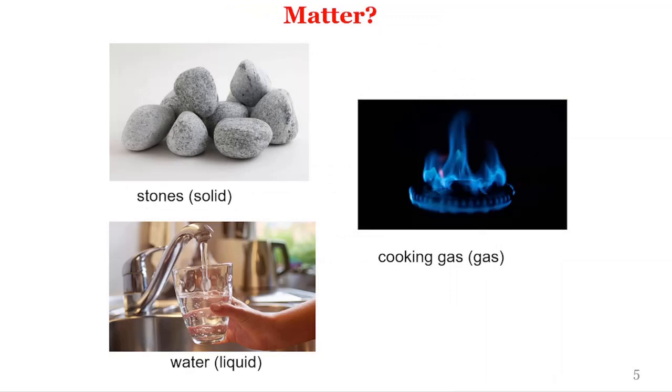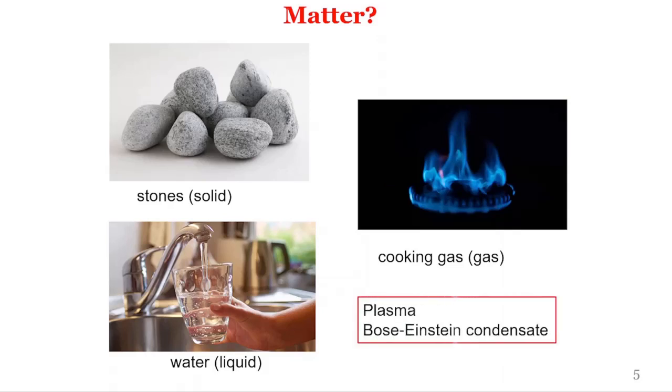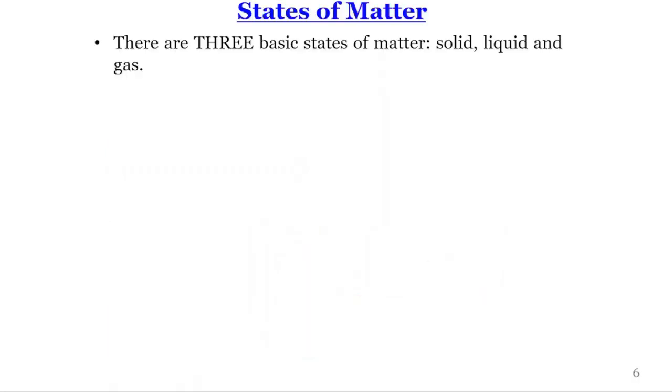Now, matter is encountered as solid, as in the case of stones, liquid, as in the case of water, and gas, as in the case of cooking gas. Of course, there are other states of matter, like the plasma state and the Bose-Einstein condensate. But these are not the focal point of today's lecture. So there are three basic states of matter: solid, liquid, and gas.